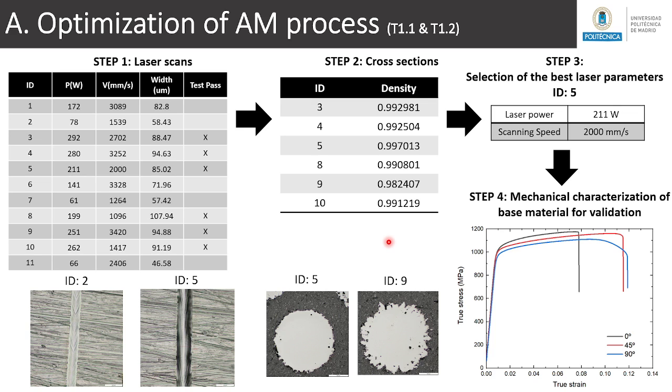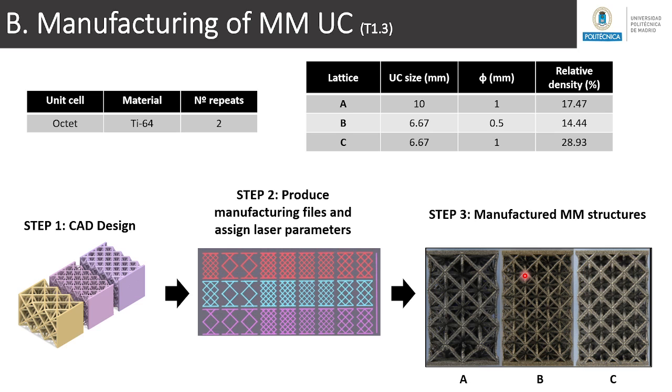In this case, laser parameters 5 are the best one because it produces less porosity in titanium 64. With these laser parameters, we have printed struts with 3 different orientations to see the influence of the orientation in the base material. Let's move to the manufacturing of the metamaterial unit cell.